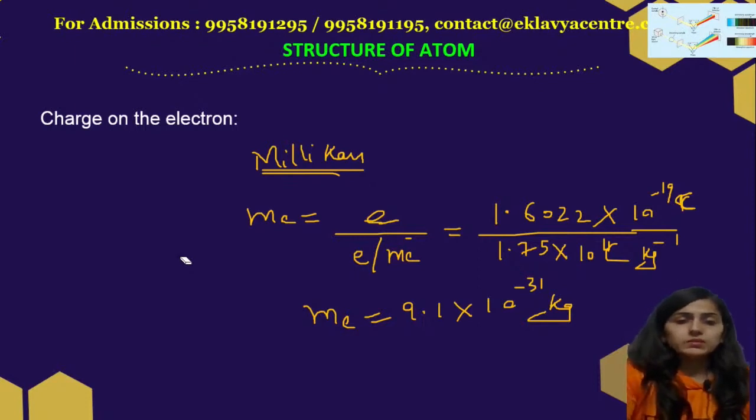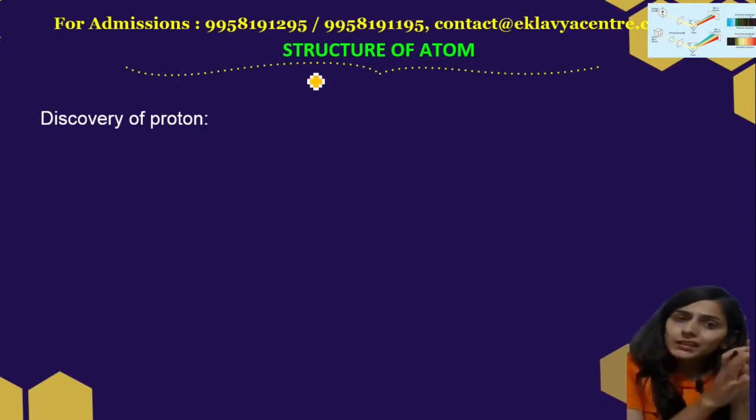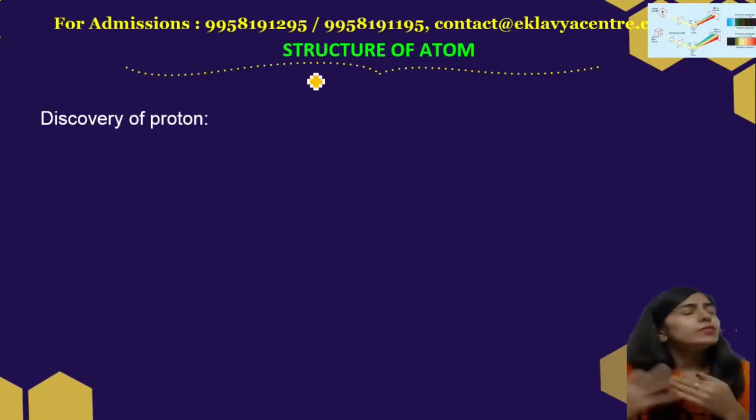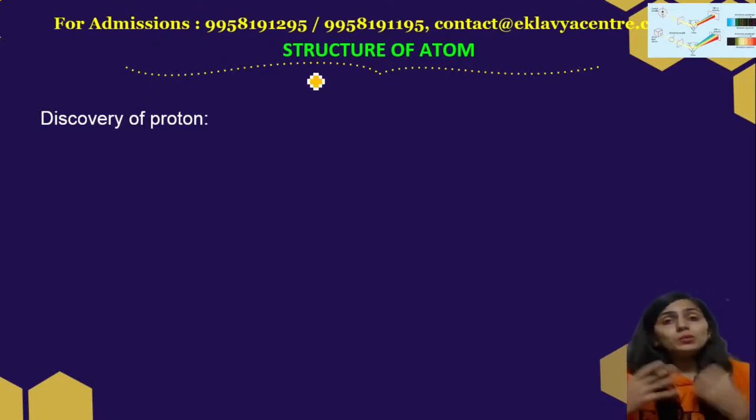Next, after the discovery of the electron, the discovery of the proton took place, right beta? Now for the discovery of the proton, again the cathode ray tube experiment was done, because at that time cathode ray tube experiments were very, very famous.